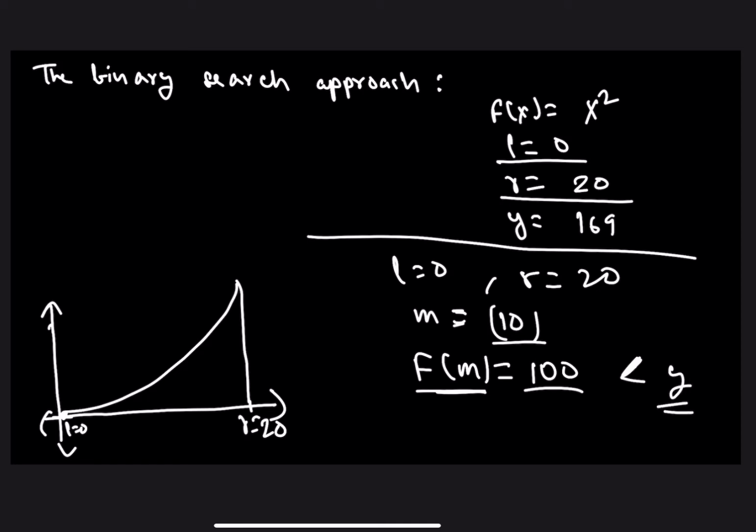So if the value of f of m is less than y, I need to eliminate all the indices that are less than or equal to m, that is, the entire search space that is less than or equal to m. No doubt, this entire point is correct over here. Let's remove this entire search space and update L equals 10 in this case. This is how we do our update. When f of m is less than y, we'll update L as m. And if you notice, we actually halved our search space in the first iteration.